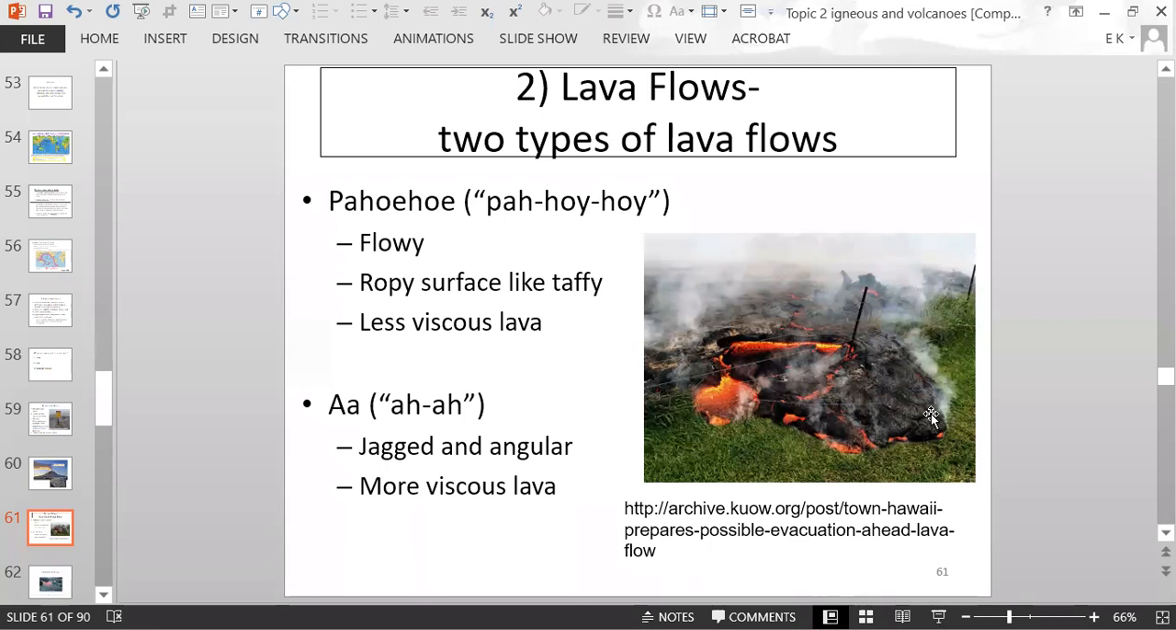So we have pahoehoe, which is a flowy, ropey looking lava flow, and that's related to less viscous lava. It almost looks a little bit like taffy. And then you have what's called aa lava flows, which are jagged and angular, and those are more viscous lava.